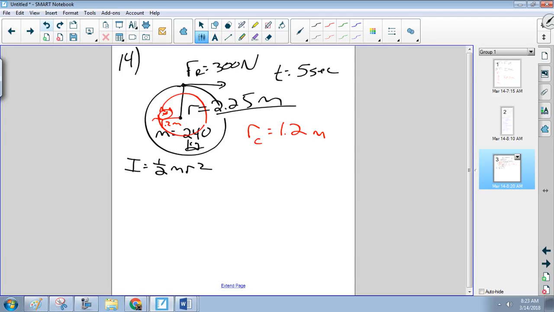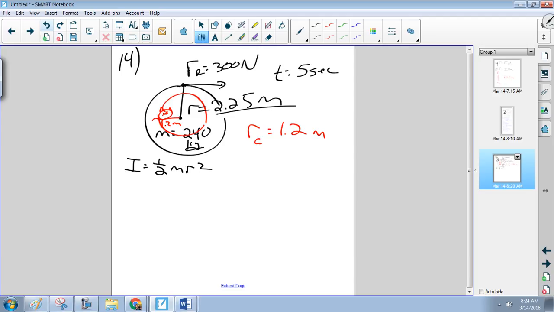Do you guys understand why? Somebody want to try to tell me? Why can't I do 300 newtons of force on the merry-go-round divided by its mass at 240 kilograms to find the acceleration? It's not linear motion. Good, it's not linear motion. If the whole merry-go-round was moving under the action of that force, you could do that. But that's not what's happening. So this chapter, you're almost never going to use F equals ma, because everything is rotational as opposed to linear.